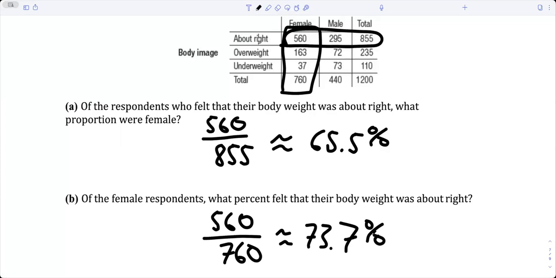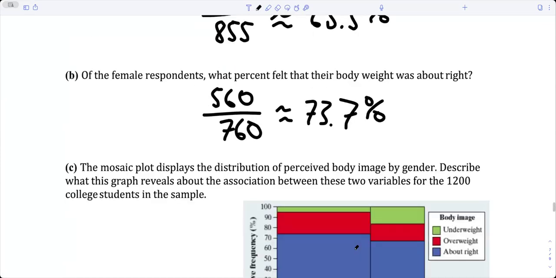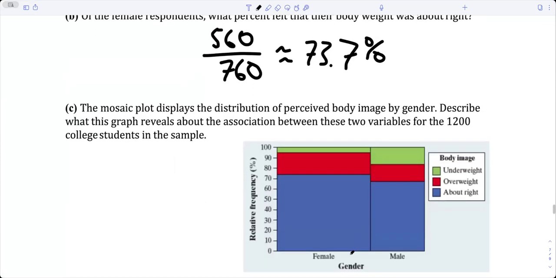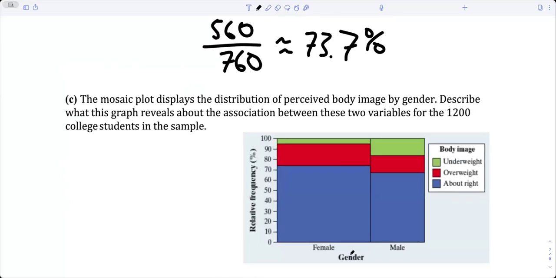And then the last question here, they give you a mosaic plot. Right, and the advantage of the mosaic plot is it lets you see a graph that is proportional to one of the categorical variables there. It says the mosaic plot displays the distribution of perceived body image by gender. Describe what this graph reveals about the association between these two variables for the 1,200 college students in the sample.